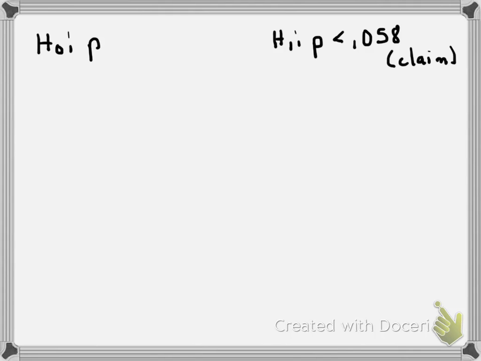Here's the solution to example 3 using the traditional method. First, we need to state the null hypothesis and the alternative hypothesis. We are testing the claim that the failure rate is now lower, and the old rate was 5.8%. So the proportion is lower or less than 0.058, and that's our claim. The null hypothesis always has an equal sign, so the proportion is equal to 0.058.